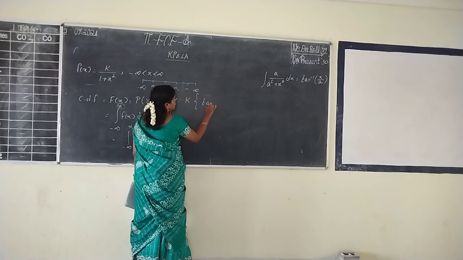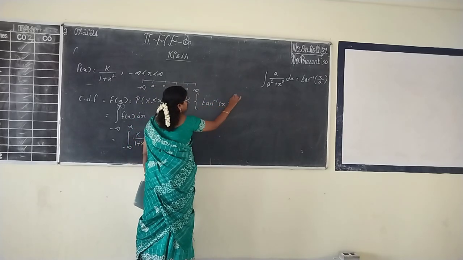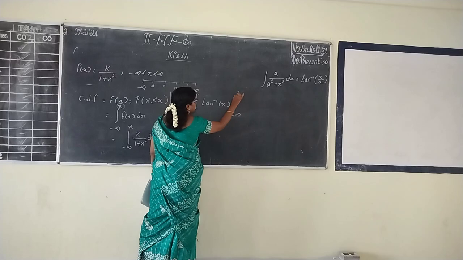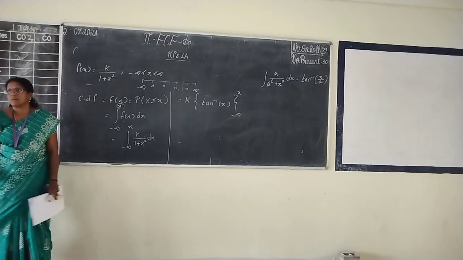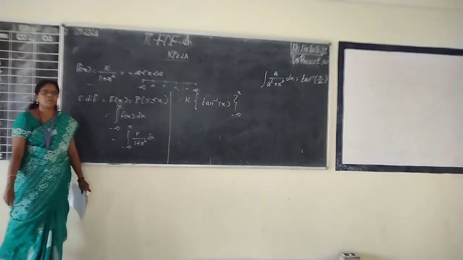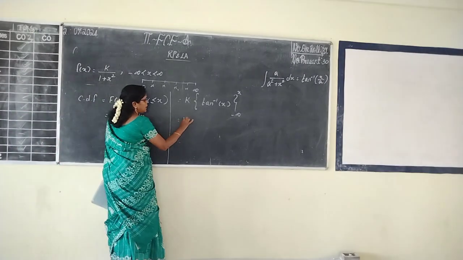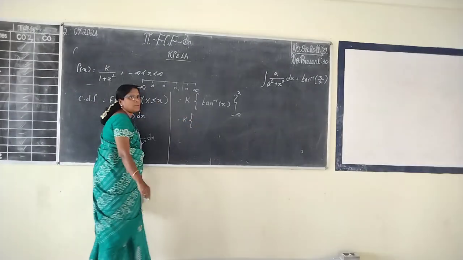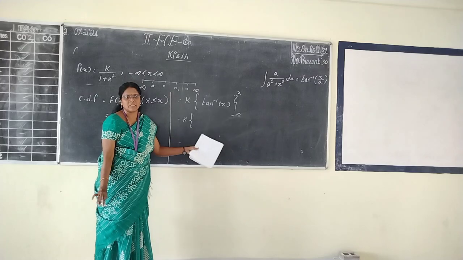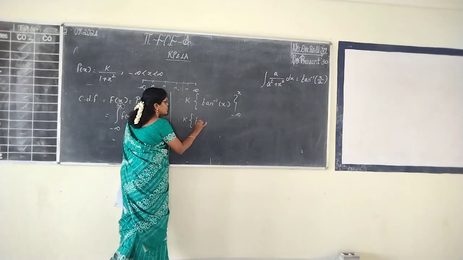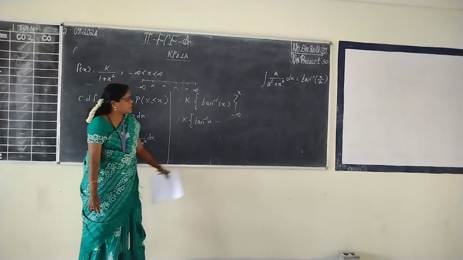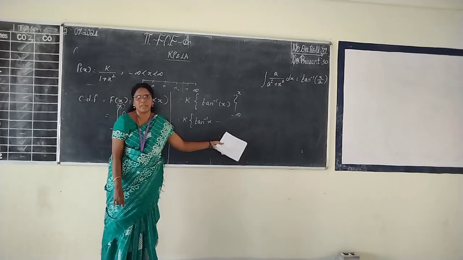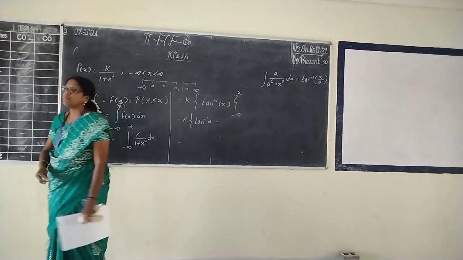K times tan inverse of x within the limit minus infinity to x, because the a value is 1. Substitute the limit values. The upper limit is x itself, so it will remain as tan inverse of x, minus the lower limit. Substitute x as minus infinity. What is tan inverse of minus infinity?